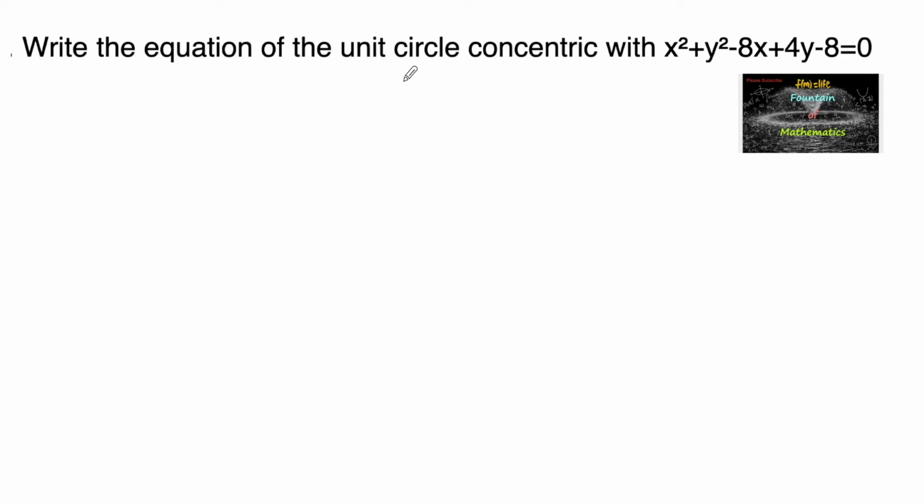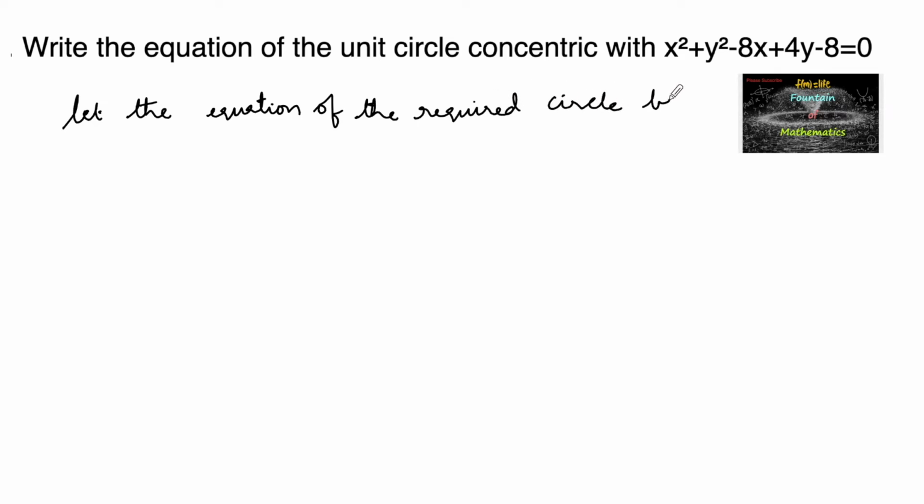Write the equation of the unit circle concentric with x square plus y square minus 8x plus 4y minus 8 equals to 0. So we need a circle which is a unit circle, that is the radius is 1, and concentric with the given circle x square plus y square minus 8x plus 4y minus 8 equals to 0. So let the equation of the required circle be, which is concentric with x square plus y square minus 8x plus 4y minus 8 equals to 0.